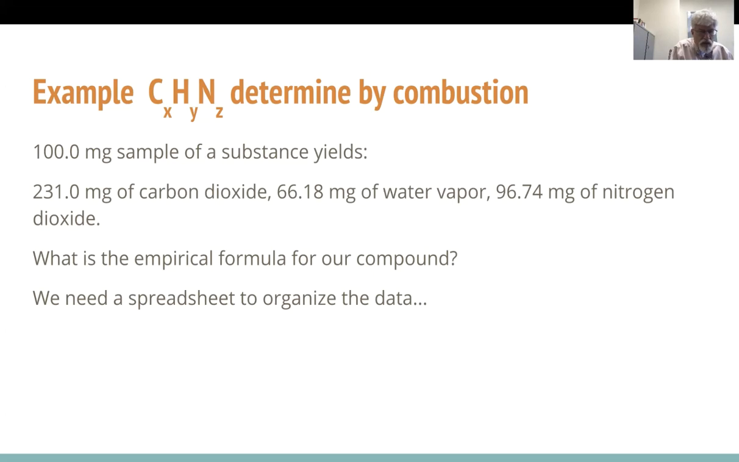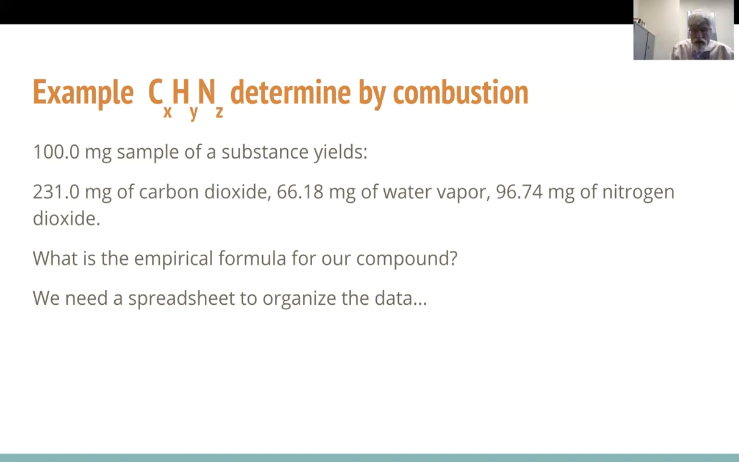66.18 milligrams of water. There again, oxygen weighs much more than hydrogen. So although there was hydrogen in my original sample, now it's being converted to water, and we've increased by the atoms of oxygen that are attaching to those hydrogen atoms. And then lastly, we detect 96.74 milligrams of nitrogen dioxide in this form. What is the empirical formula for our compound?